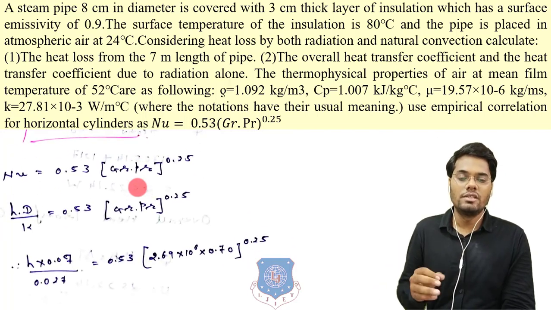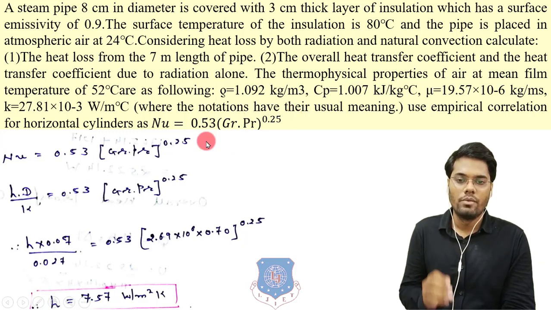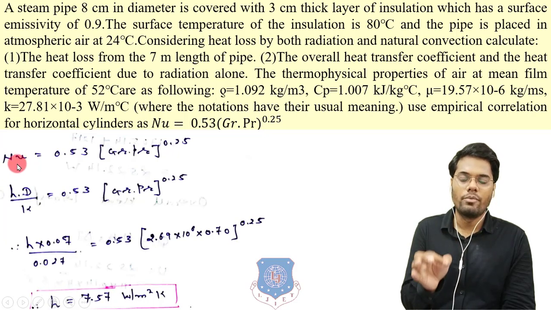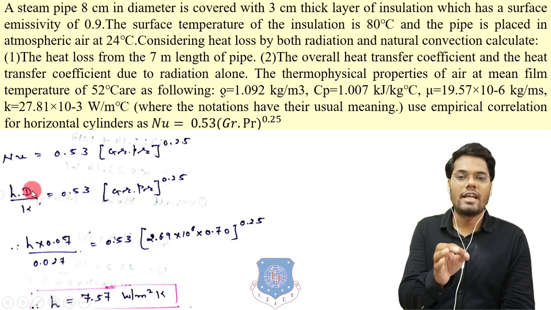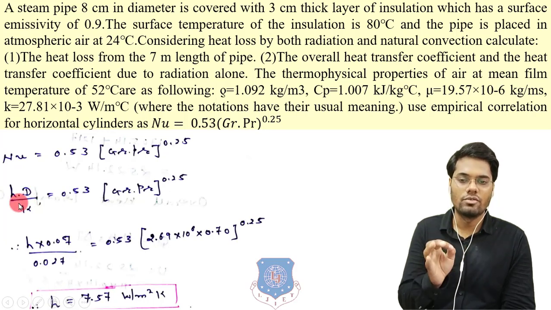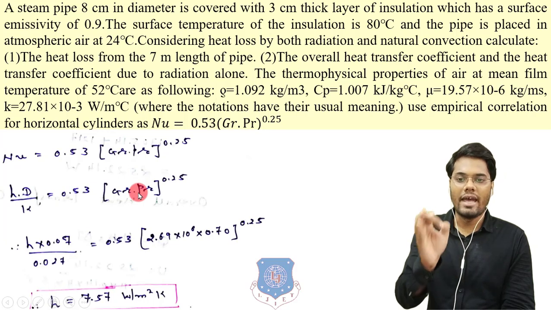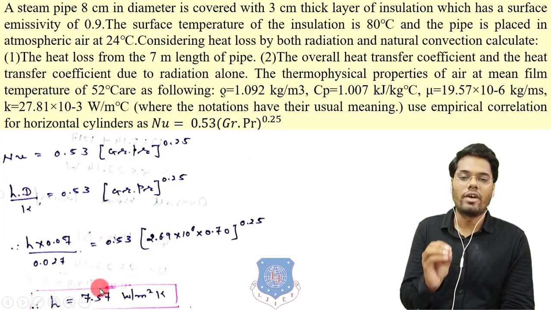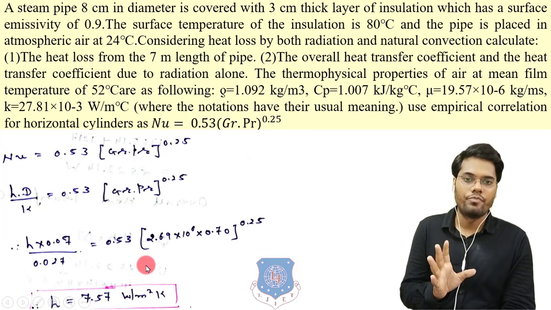Now using these values of Grashof number and Prandtl number in this equation, we can easily find the value of Nusselt number, and instead of Nusselt number we can write h Lc by k. Here our characteristic dimension Lc is our diameter, so that is h D by k. In this whole equation only h is unknown for us. So by solving this equation we will get the value of h as 7.57 watt per meter square Kelvin.